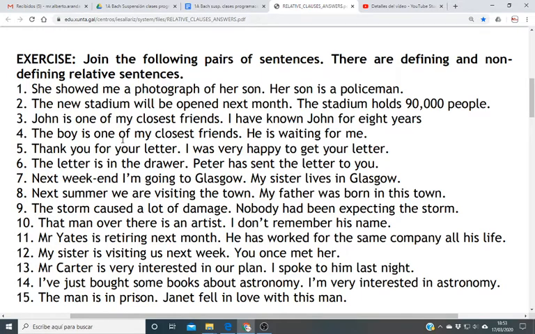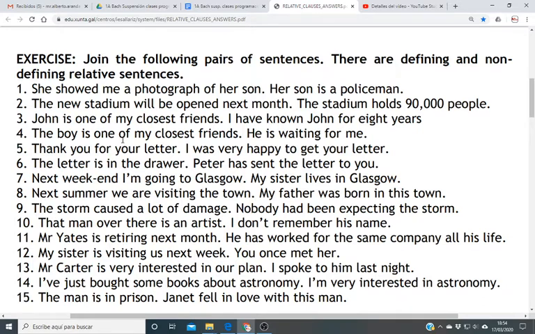12. My sister is visiting us next week. So again, makes perfect sense. Anything else that we add, it's extra information. This one I got wrong at the beginning because I thought it kind of was needed, but apparently no. My sister is visiting us next week. My sister, who you once met. We don't repeat the "her" because we know already that we're talking about my sister. My sister, who you once met, is visiting us next week. Mr. Carter is very interested in our plan.